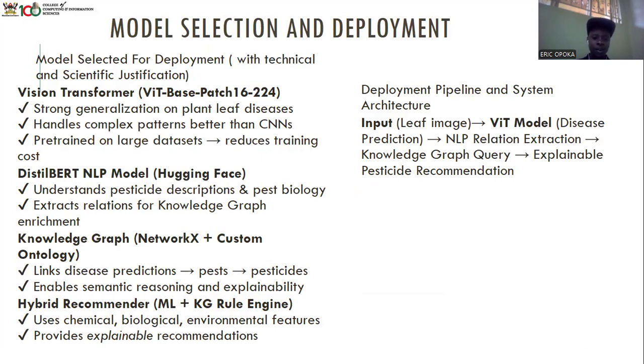Then we have the hybrid recommender, the recommendation engine we use, which takes all the above we had mentioned and comes up with a particular knowledge graph rule engine. So the deployment and pipeline system, that's how it will work. We have the input leaf, of which the ViT model will detect the disease. Then the NLP will come up with the relation, external knowledge graph query, plus the explainable pesticide recommendation.